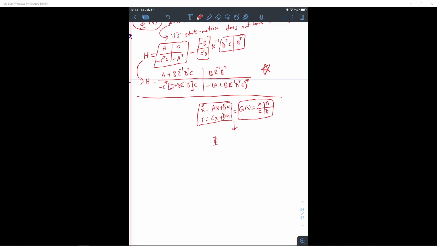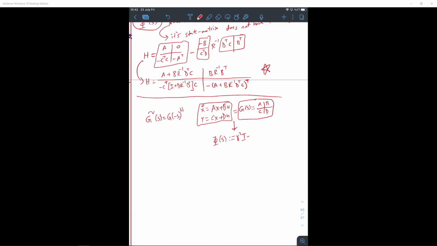We computed phi of s, which was gamma square identity minus G tilde of s G of s. By the way, I'm going to be more repetitive this time. G tilde of s equals G of minus s Hermitian, right?